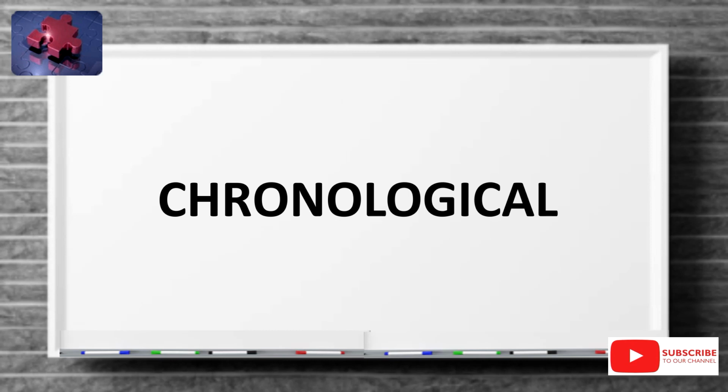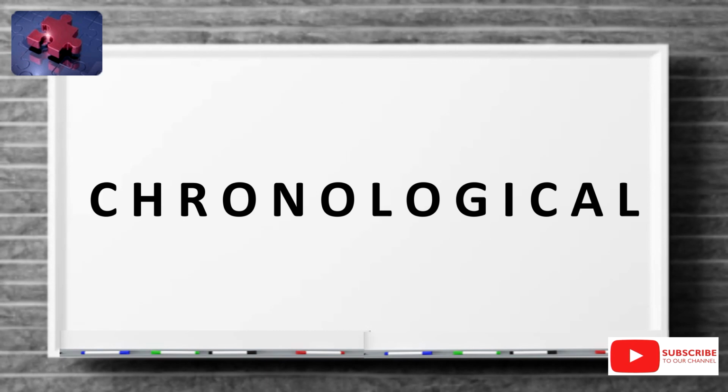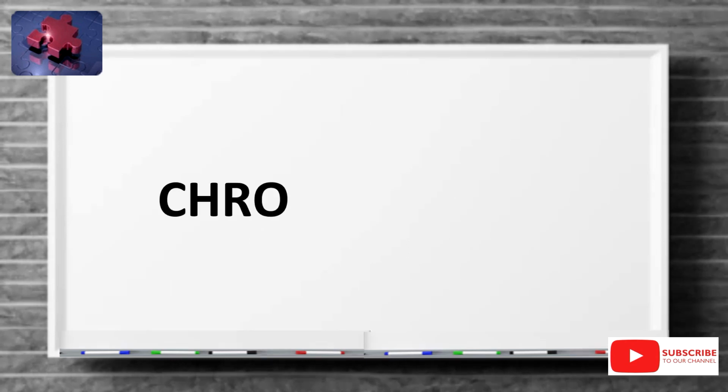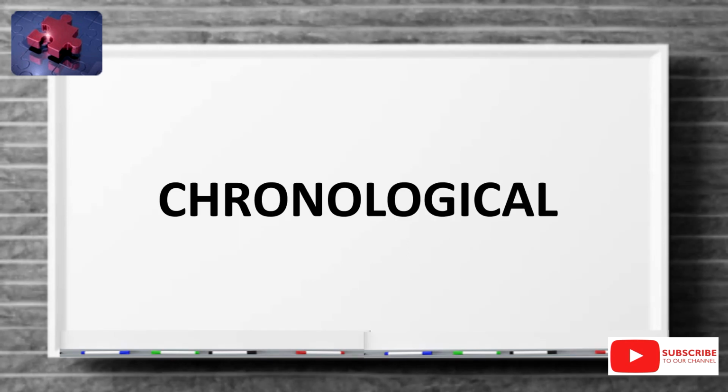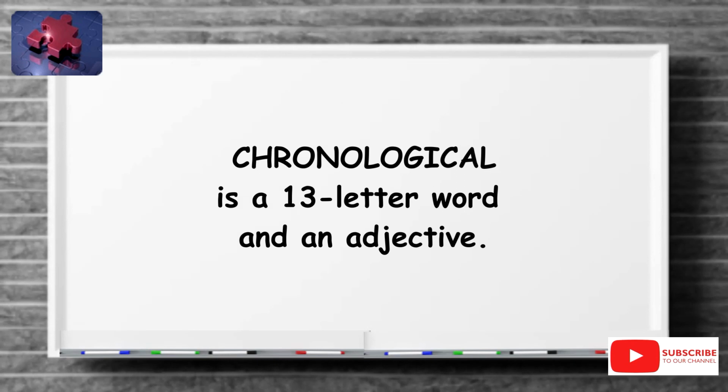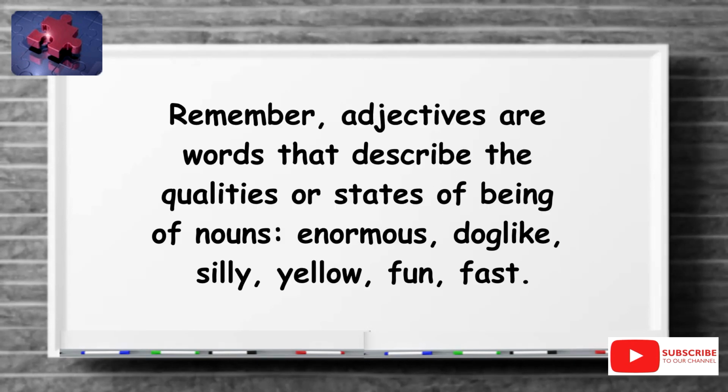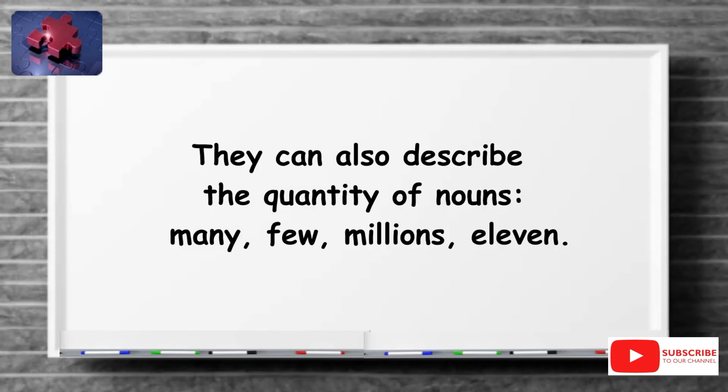Today, May 28th, our word of the day is chronological. Chronological is a 13-letter word and an adjective. Remember, adjectives are words that describe the qualities or states of being of nouns: enormous, dog-like, silly, yellow, fun, fast. They can also describe the quantity of nouns: many, few, millions, 11.